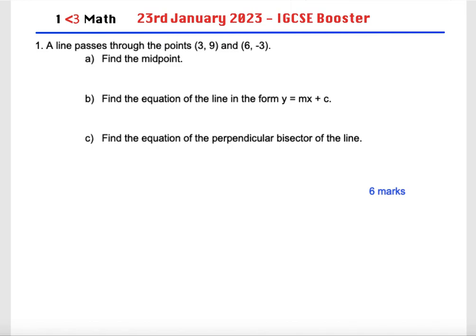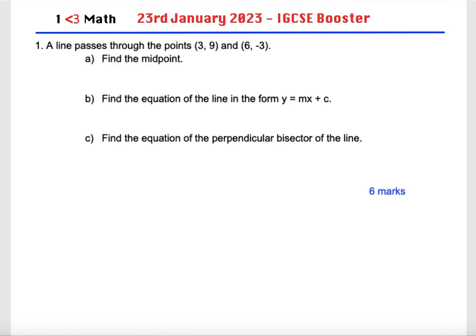So welcome back to 1 Lesson 3 Math. This is the 23rd of January 2023, the IGCSE Booster playlist, and question 1 is as follows. A line passes through the points (3, 9) and (6, -3).